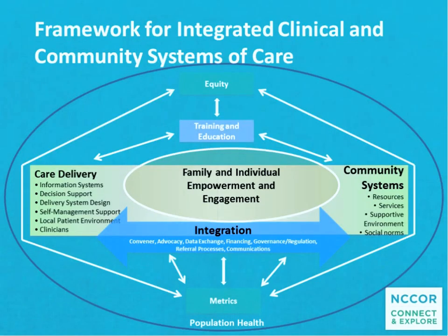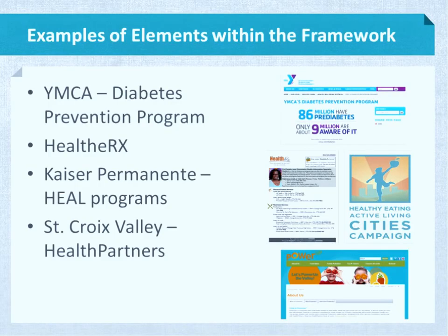So coming back to the model, there are a couple of examples of how elements of this system are working. And one of these is the YMCA Diabetes Prevention Program. I think many of you are probably familiar with this program. This is a clinical program delivered in a community setting by providers who are certified in the delivery of this program. And one of the important elements of this program is that they've developed a nice mechanism for communicating the results of their outcomes to providers on a regular basis.